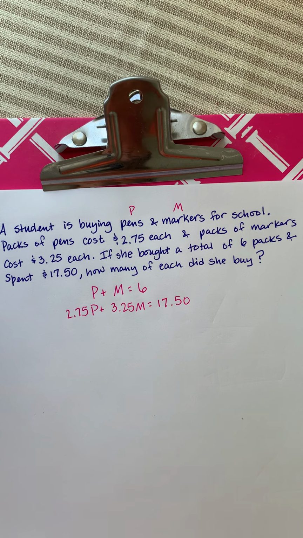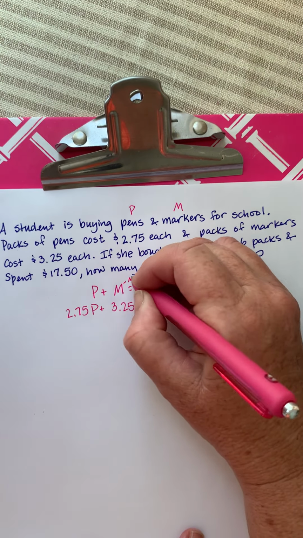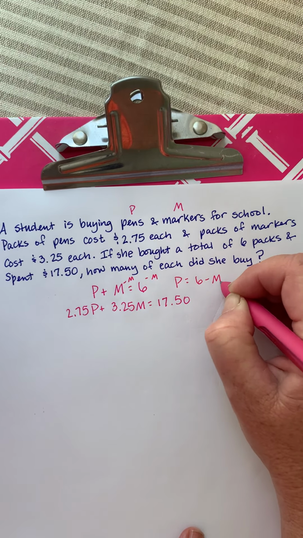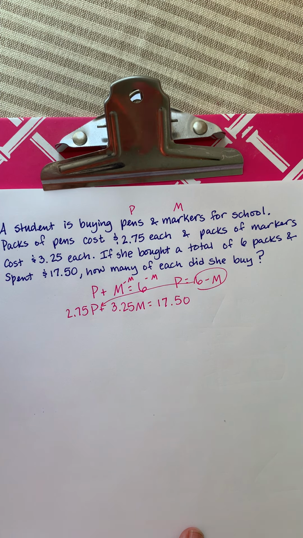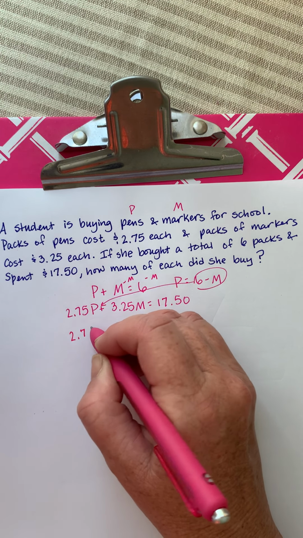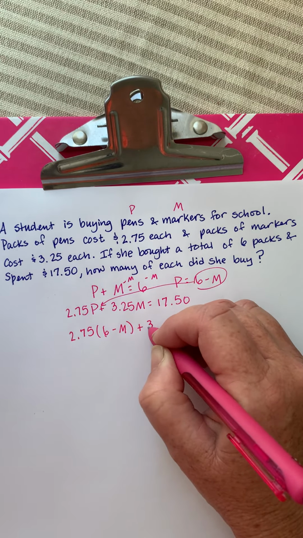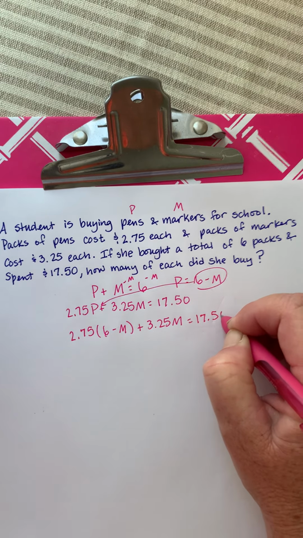Okay, and let's solve this one by substitution for those of you that like that method. So I'm going to subtract m from both sides, and p equals 6 minus m. And I'm going to substitute this in for p. Okay, remember, you can do any method you want. So if you want to stick with elimination, that's okay. Doesn't matter. So I'm going to plug this in. 2.75 times (6 minus m) plus 3.25m equals 17.50.